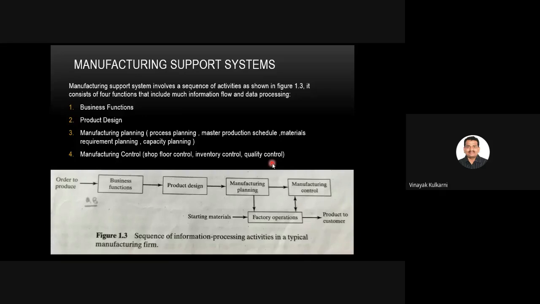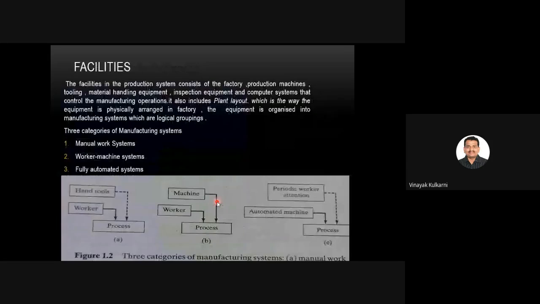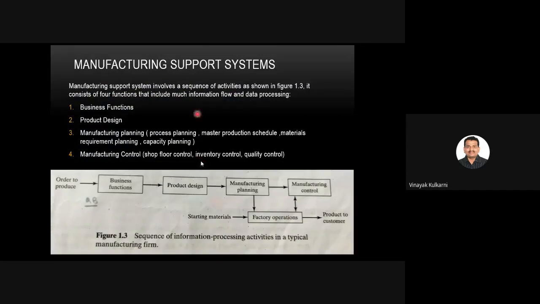Okay. So this is manufacturing support systems. So don't get confused between manufacturing planning and manufacturing control. It is manufacturing support system. So what we studied is business functions, product design, manufacturing planning, and manufacturing control. So to make a product, you require all these supports. Without these supports, you cannot just produce.